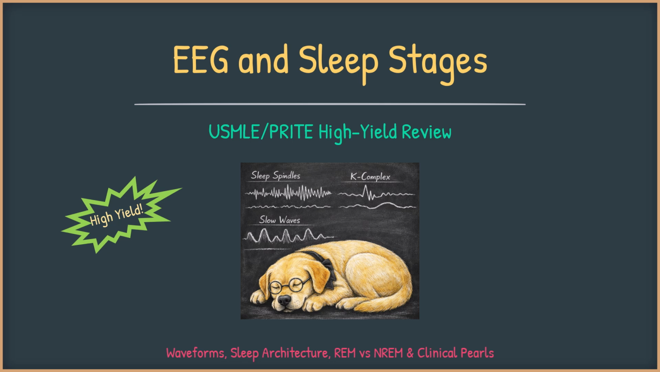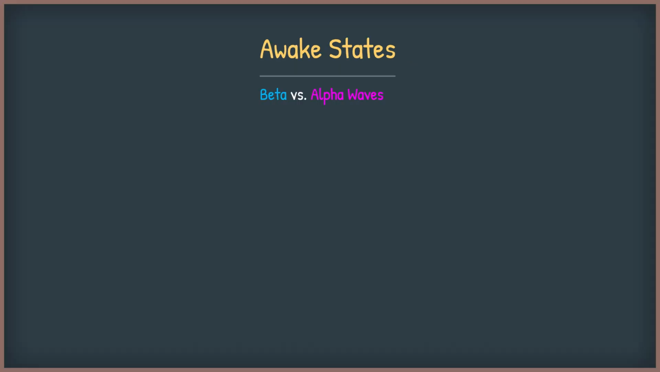After this video, you will be able to recognize commonly tested EEG patterns and know high-yield facts to answer questions on sleep stages correctly. We are first going to talk about the awake states, which have both beta and alpha waves, and you have to know the difference between these.